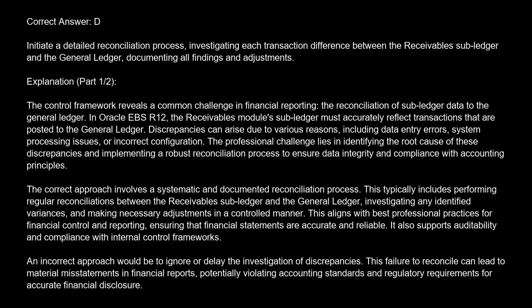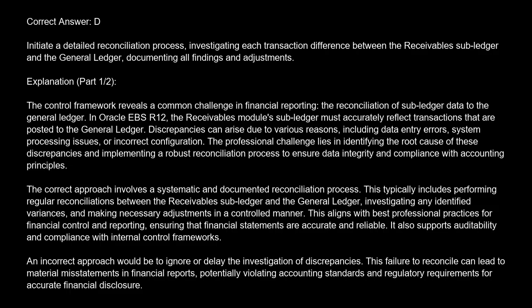The correct answer is D. Initiate a detailed reconciliation process, investigating each transaction difference between the receivables subledger and the general ledger, documenting all findings and adjustments. Explanation. The control framework reveals a common challenge in financial reporting, the reconciliation of subledger data to the general ledger.